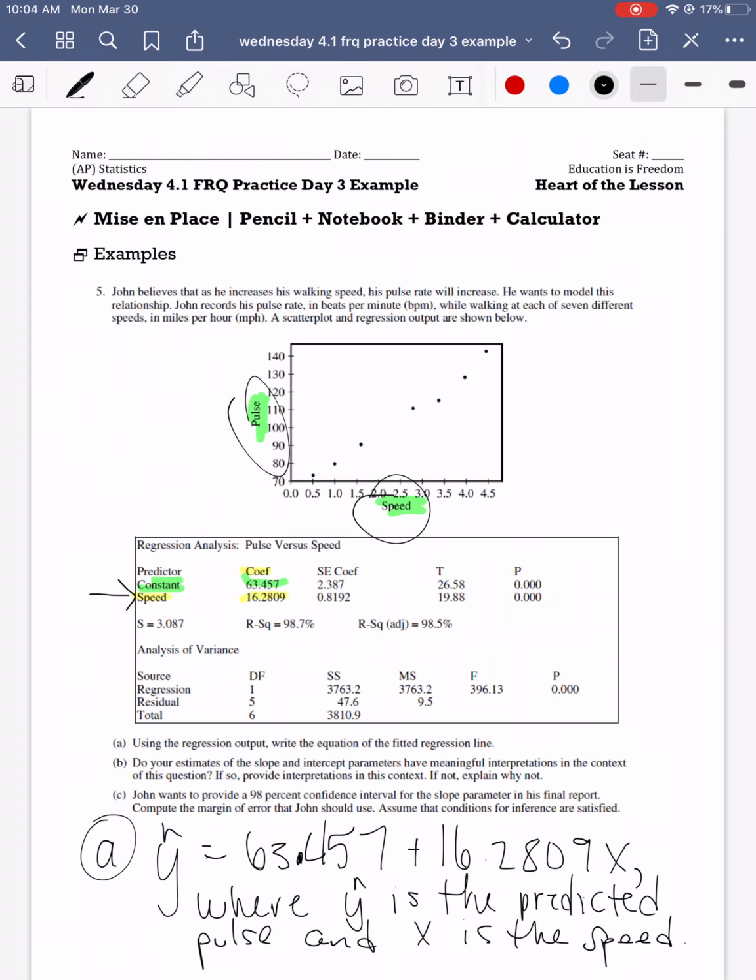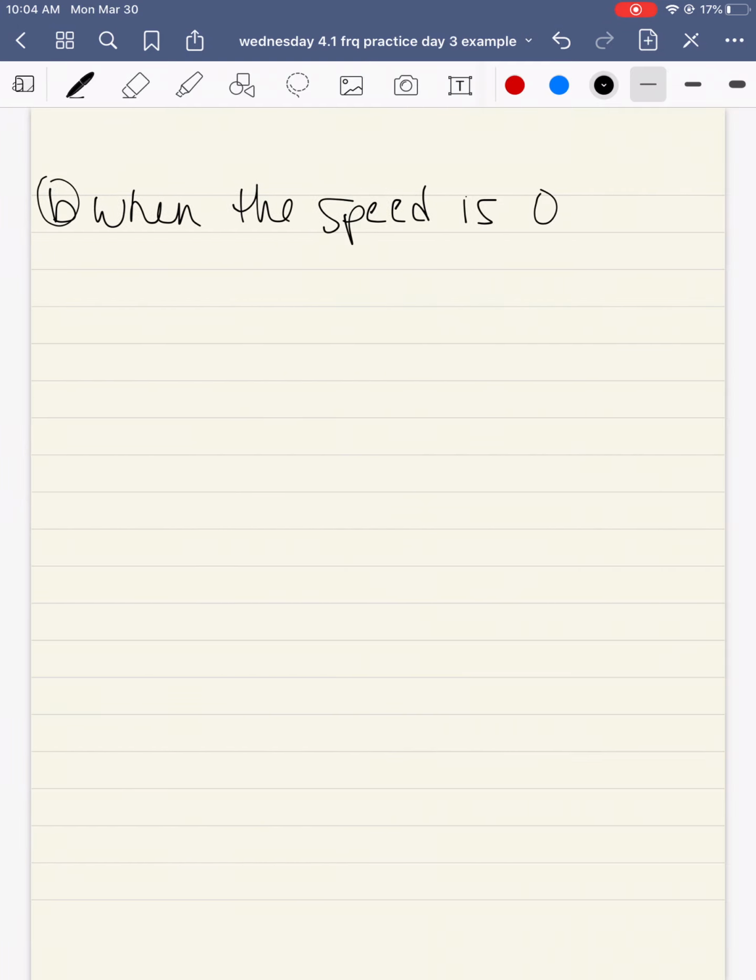For part B, we need to interpret the slope and the y-intercept. The y-intercept tells us that when x is 0, so when the speed is 0 miles per hour, the pulse is 63.457 beats per minute. That's the interpretation for the intercept.